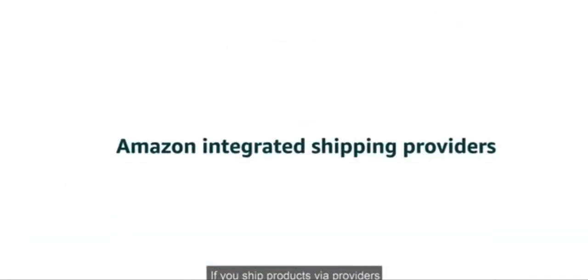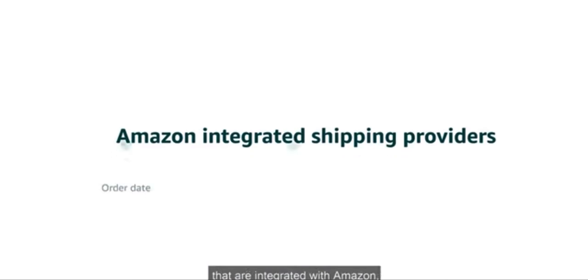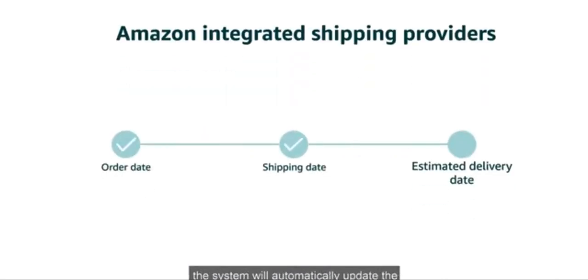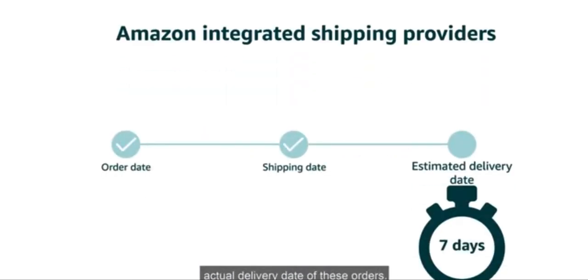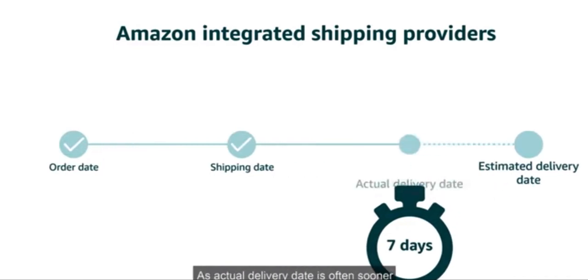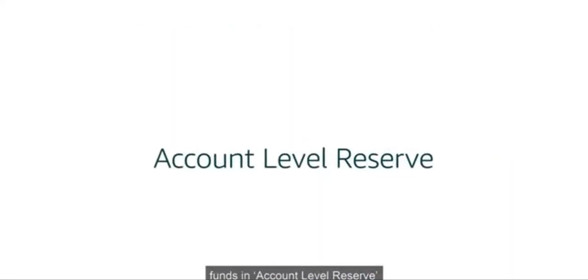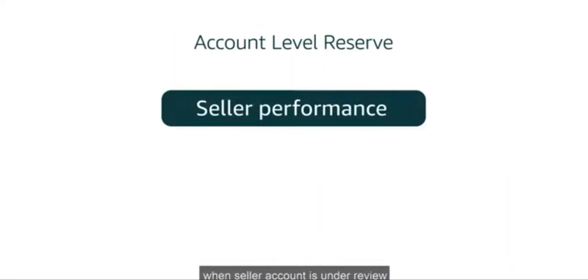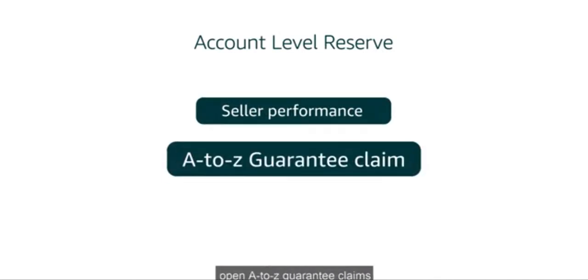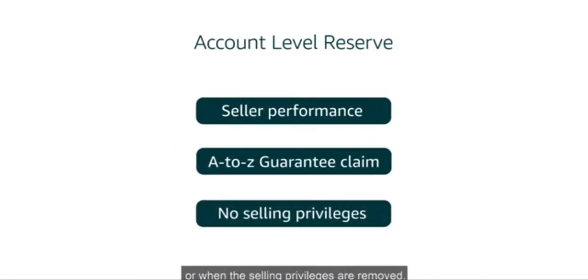If you ship products via providers that are integrated with Amazon, the system will automatically update the actual delivery date of these orders. As the actual delivery date is often sooner than the estimated delivery date, funds become available faster. In addition to this, you might also see funds in account level reserve when your seller account is under review because of performance issues, open A to Z Guarantee claims, or when the selling privileges are removed.